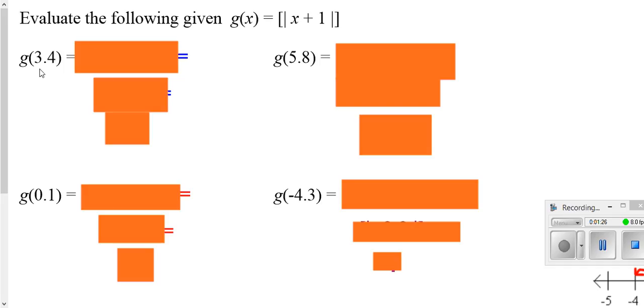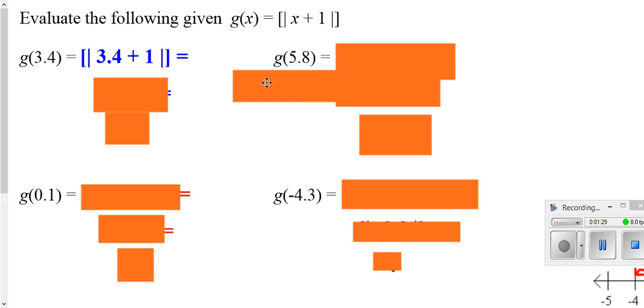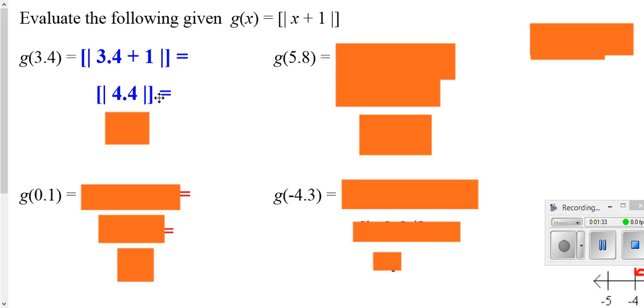So we're going to take 3.4, add 1, so we get 4.4 on the inside. If this was an integer, we would leave it, and that would be it. But it's not an integer. We need to round it down to the greatest integer that's less than or equal to this, so we get 4.